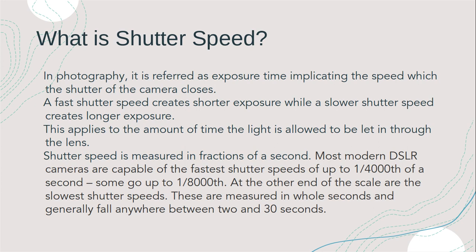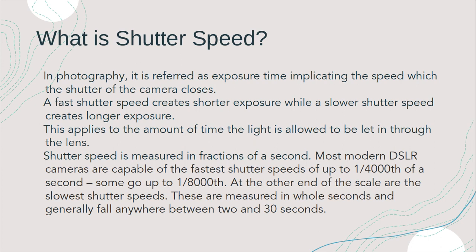Shutter speed is measured in fractions of a second. Most modern DSLR cameras are capable of a fastest shutter speed of up to 1/4,000th of a second. Some go up to 1 in 8,000 of a second.